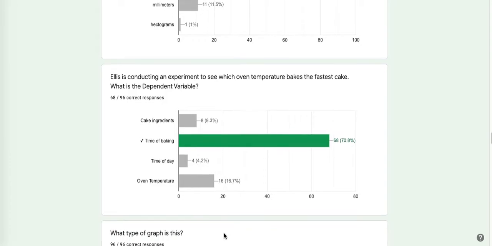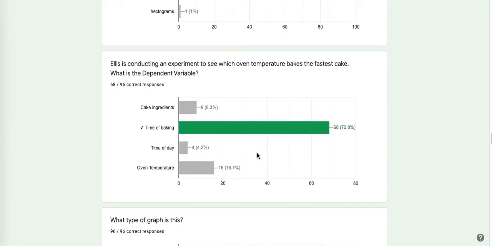Next question. Ellis is conducting an experiment to see which oven temperature bakes the fastest cake. What is the dependent variable? So I actually asked this question on the quiz and asked you for the independent variable, which was oven temperature. But he's changing the oven temperature to see which temperature bakes the fastest cake. So time of baking would be the dependent variable.